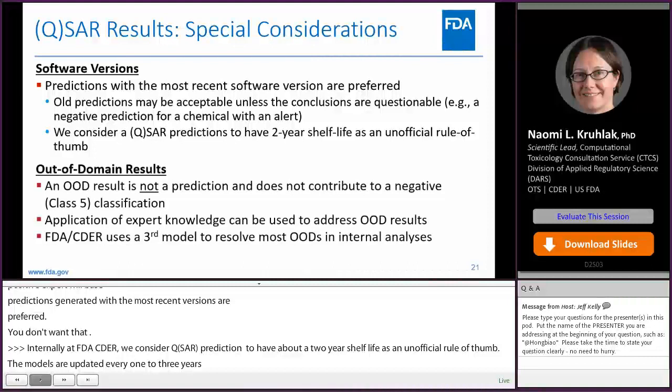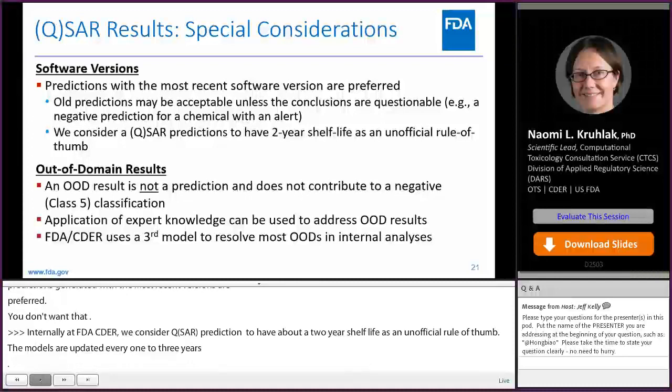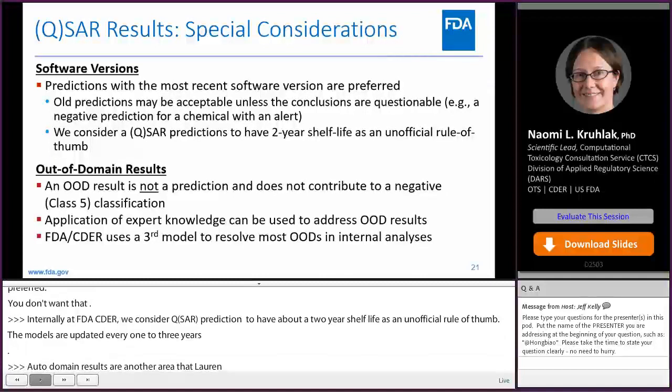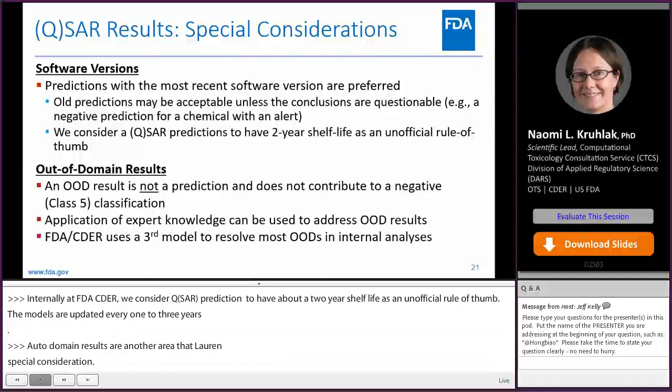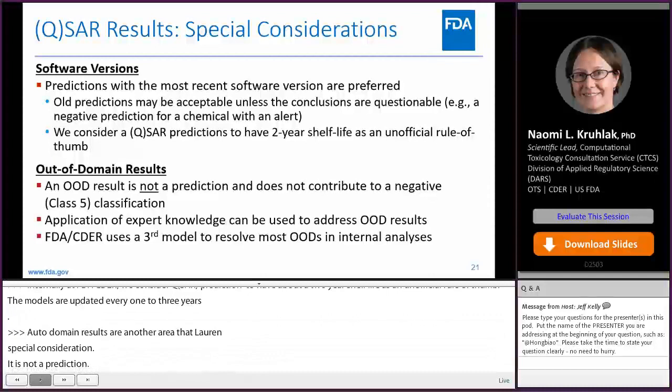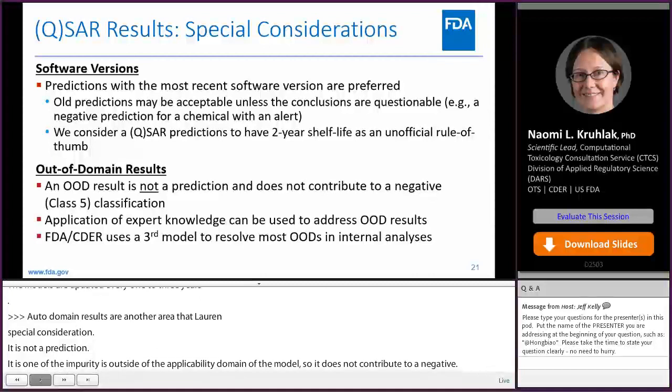Out-of-domain results are another area that warrants special consideration. An out-of-domain result is not a prediction. It's when the impurity is outside of the applicability domain of the model. So it does not contribute to a negative or class 5 assignment. And what that means is if you have a negative result from one of your models and an out-of-domain result from the other model, you can't look at that combination of results and say that there are no structural alerts and therefore it's justified assigning the impurity to class 5.